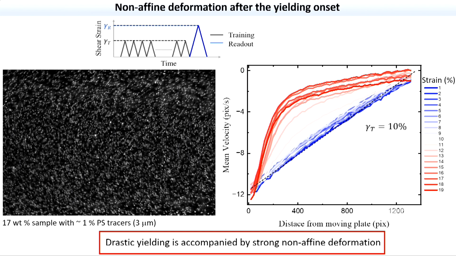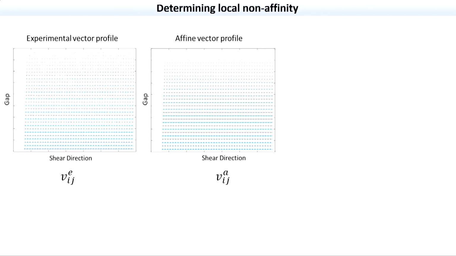You have very high shear accumulated here, a high strain rate here, and a low strain rate there. So drastic yielding is accompanied by strong non-affine deformation. It is not just the stress-strain curve; this is reflected in the velocity profile. And we can do a little better. We have these PIV vectors. What we did is the following. This is the experimentally obtained vector profile.